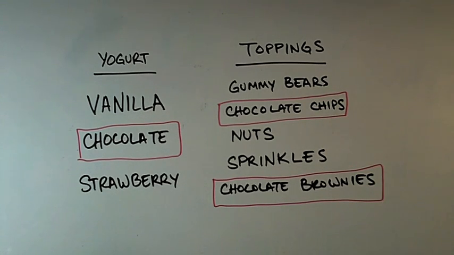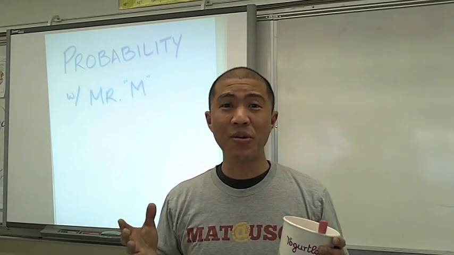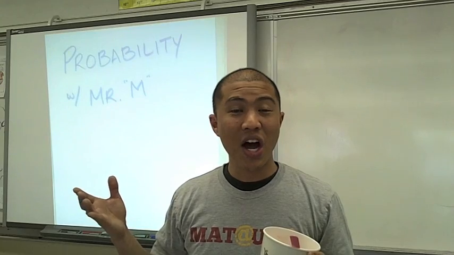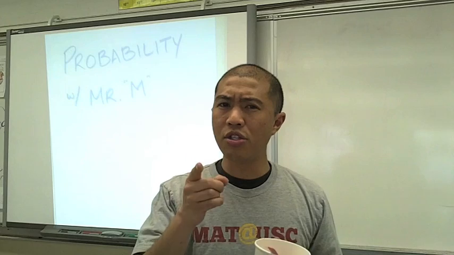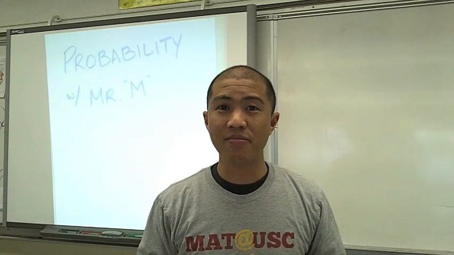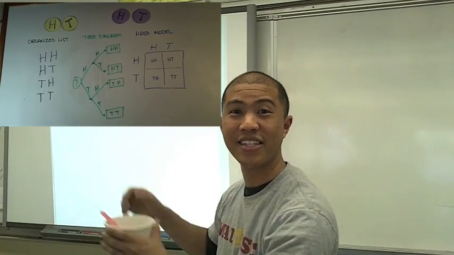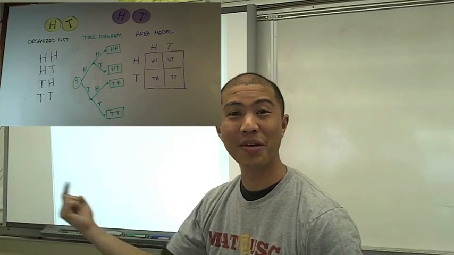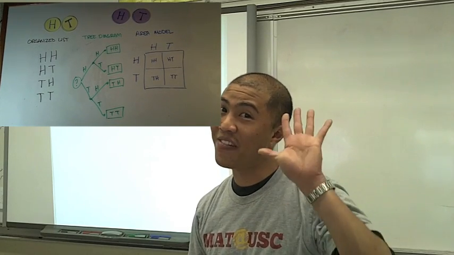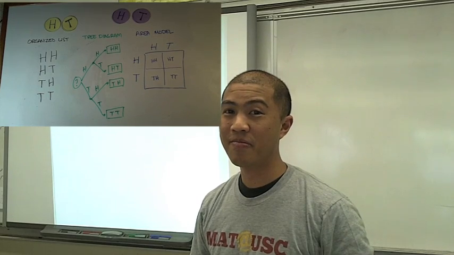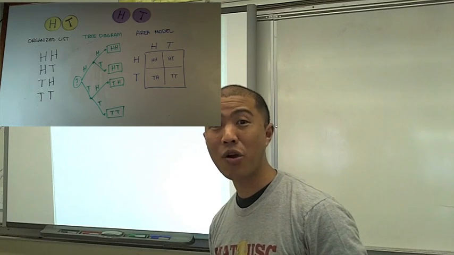So let's go ahead and see how we could calculate this out. So now that we have our problem set up, let's go ahead and use our organized list, our tree diagram, or our area model to figure it out. You choose which one is easiest for you to use. I'll go ahead and put that up on the screen here so you can see it. Just pick one of them. Go ahead, now we're solving for 3 and 5. List, tree, area model.